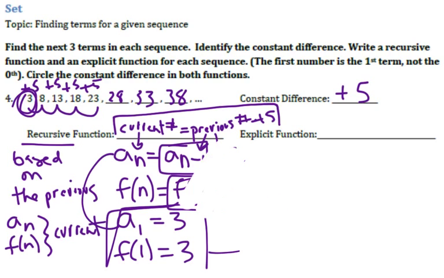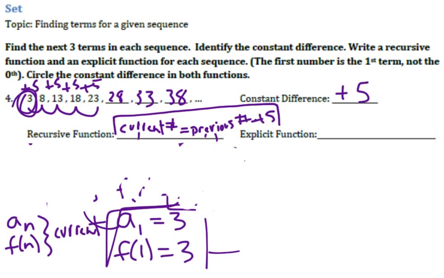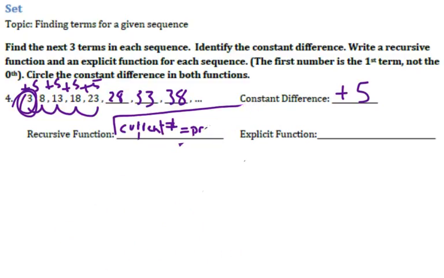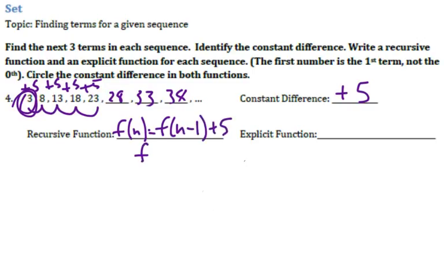clear some space here. I'm actually going to write this out better for us. So f of n equals f of n minus 1 plus 5. F of 1 is 3. Alrighty, so let's take a look at our explicit function. Now that's the one that's going to look more like the equations that we've dealt with. Okay, that's kind of what we're looking for here.